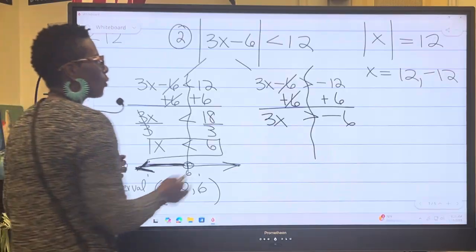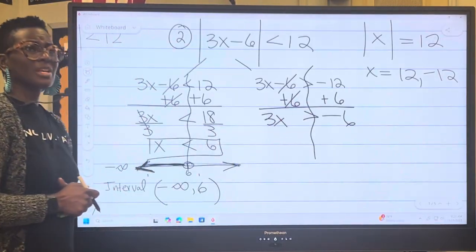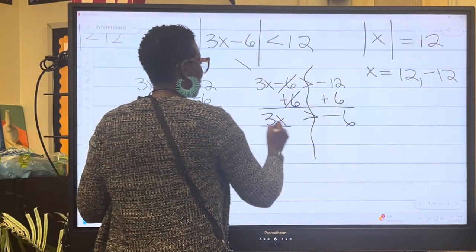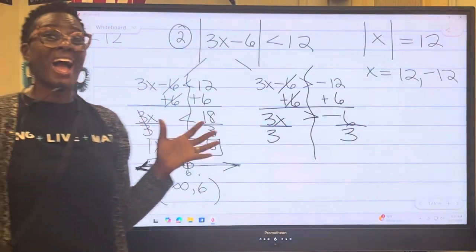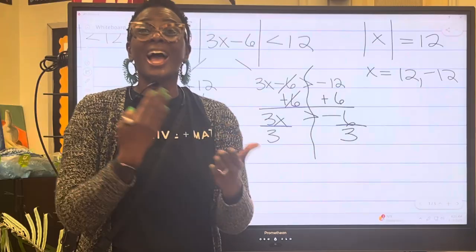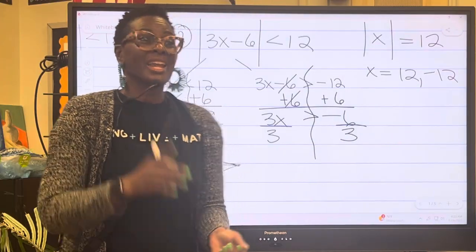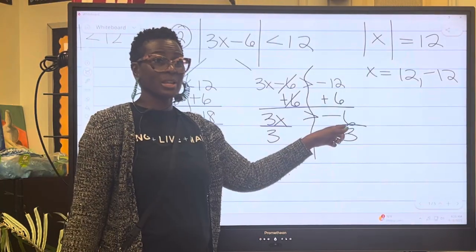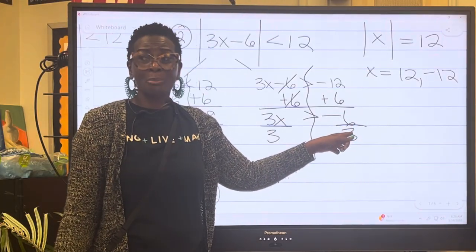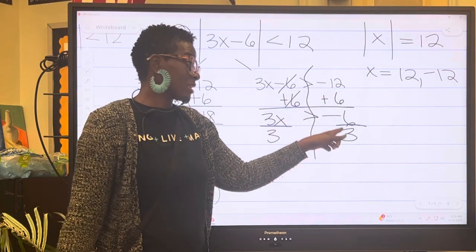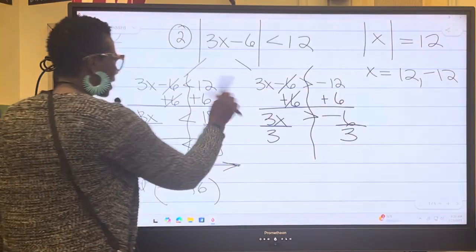All right. Now, what do I do now? Divide both sides by 3. Question, am I going to flip my inequality? Yes or no? Why not? Because you're not dividing by a what? Now somebody going to say, but Miss Stampley, it's a negative right there. But am I dividing by that? What number am I dividing by? Positive 3. So I'm not going to flip that sign.